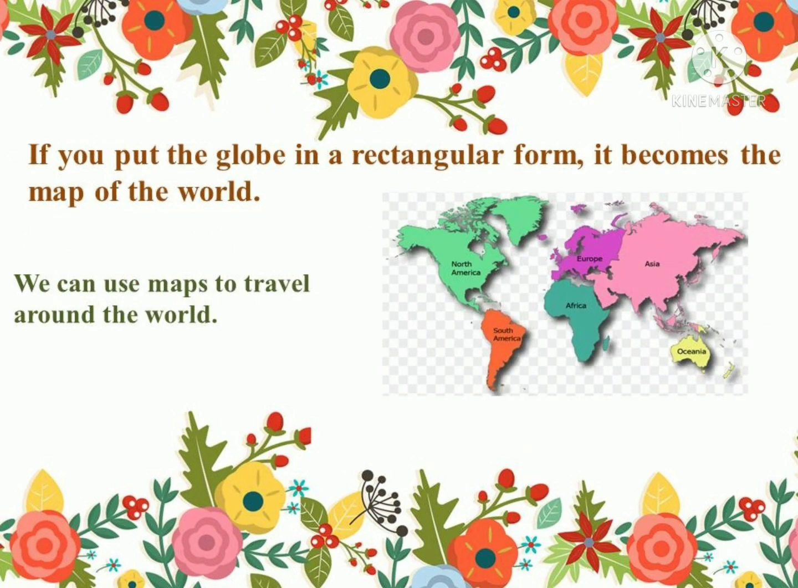But if you put the globe in rectangular form, it becomes the map of the world. And how are maps useful to us? They help us to travel around the world. If you want to go on a world tour, maps can help you. They will show you the way to travel around the world.